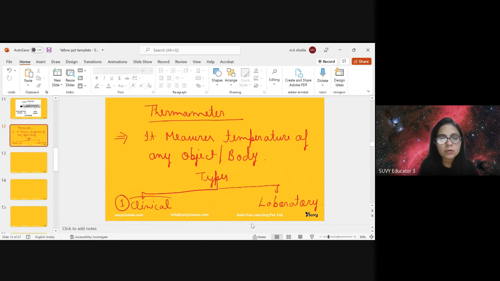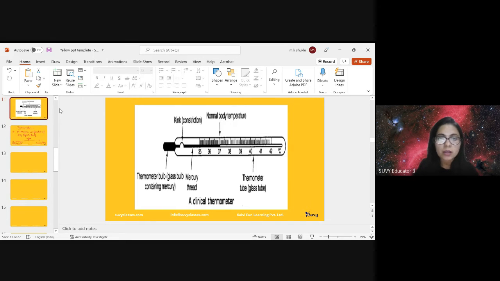We use the clinical thermometer at home. Which type of thermometer do you use at home? That is the clinical thermometer. You can see the temperature is given in degrees Celsius, and these are the readings. This is the glass bulb containing mercury, and the mercury thread is there. You might have seen the thermometer at home while measuring your fever. If you have a fever, the thermometer can measure your body temperature.